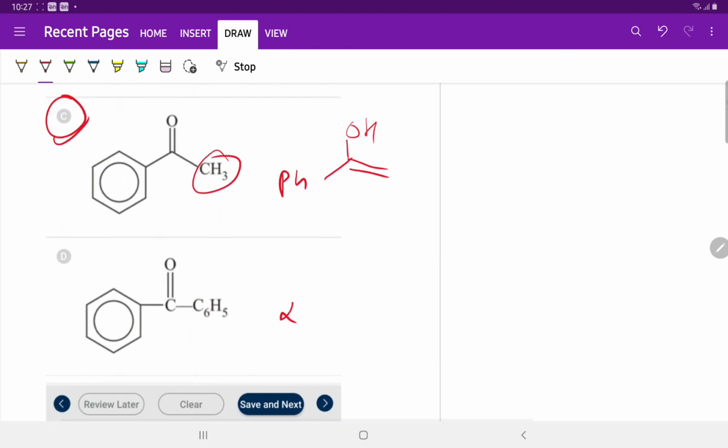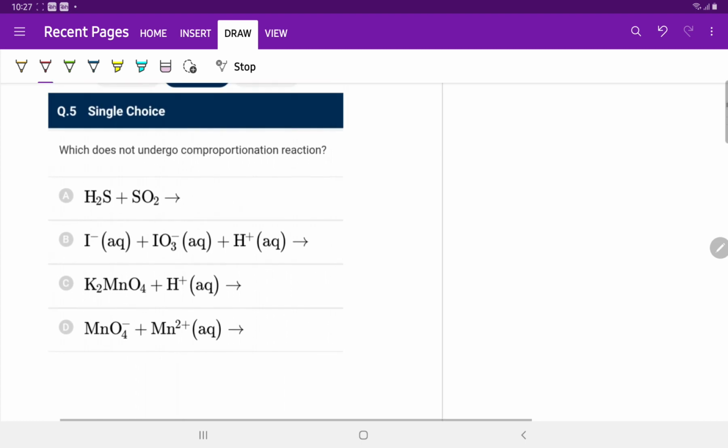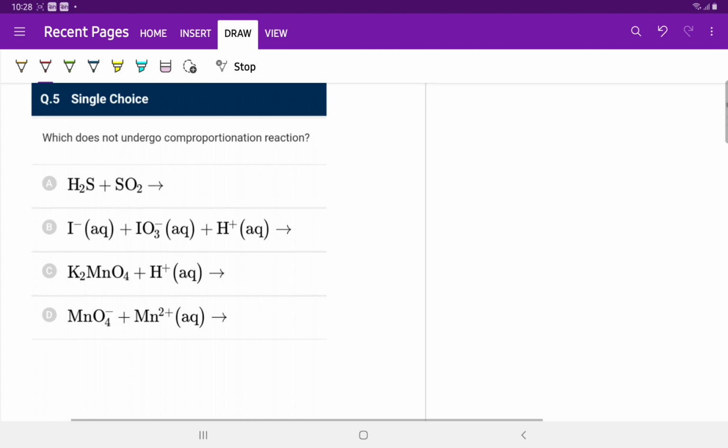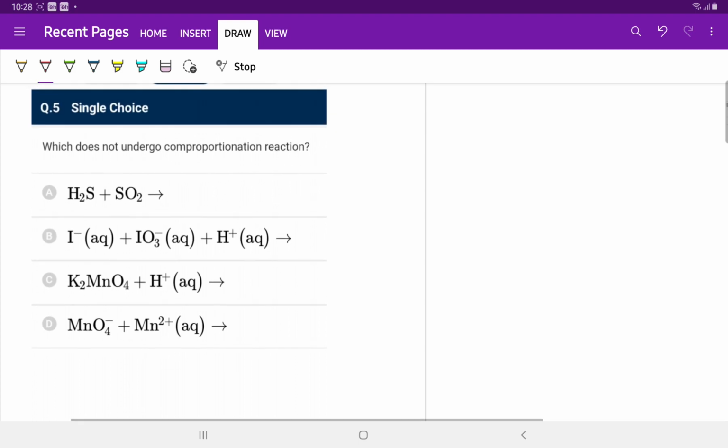Option D also does not contain an alpha hydrogen atom. Question number 5. Which does not show comproportionation reaction? Comproportionation reaction is the opposite of disproportionation reaction. In option 1, H2S and SO2: H2S has sulfur in -2 and SO2 in +4, and they are converted into sulfur. So this is a comproportionation reaction.